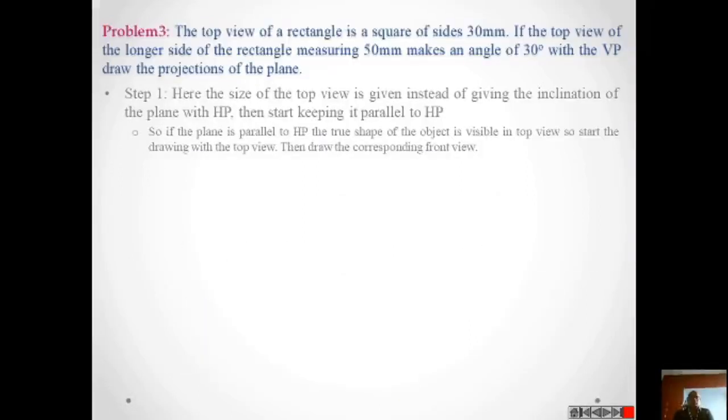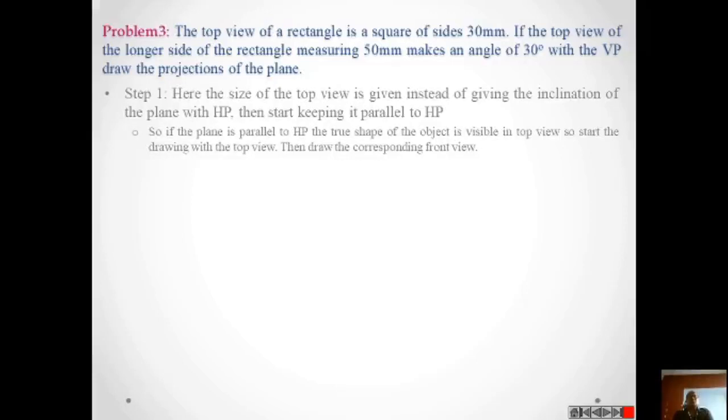Okay, the top view of a rectangle is a square of sides 30 mm. So here he has not mentioned any angle of the surface. If the top view of the longer side of the rectangle, measuring 50 mm, makes an angle of 30 degrees with VP, draw the projections of the plane. So he has not mentioned anything about an angle. So how to draw this question?